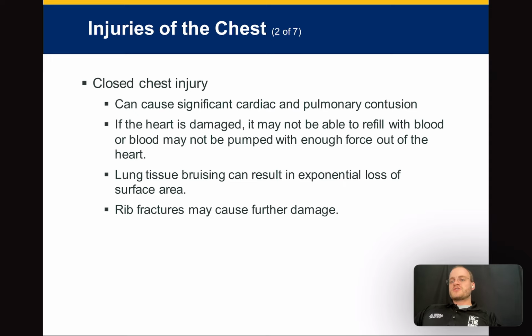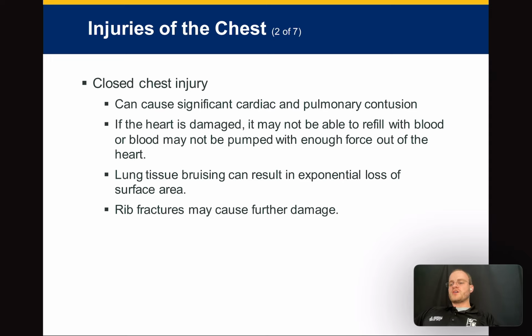So if the heart is damaged, it may not be able to refill with blood, or blood may not be pumped with enough force to eject out of the heart. That is a common issue, I would say. It's like cardiac tamponade essentially, but you can imagine the heart getting bruised, it's not going to work very effectively. Lung tissue bruising can result in exponential loss of surface area for those alveoli. That edema, essentially that bruise, takes that territory of the lung out of service, and so you'll end up shunting blood and hopefully some ventilation to other areas. This is a consequence again of pulmonary contusion.